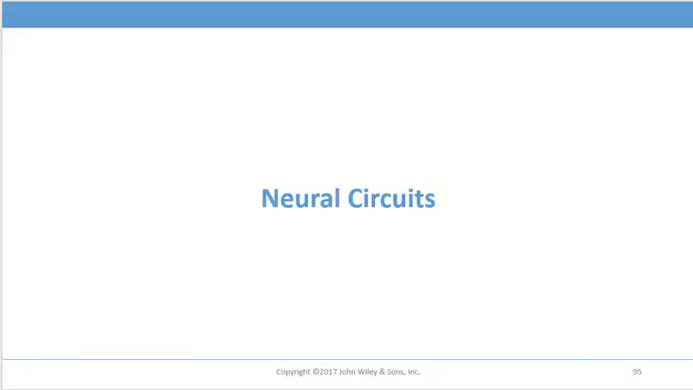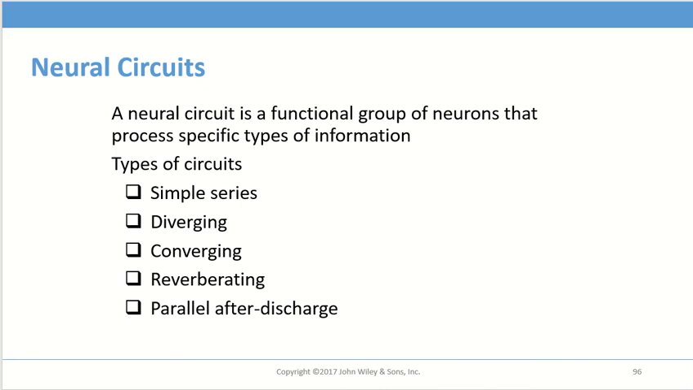So let's talk about neural circuits now. We've got a couple different options for these. A neural circuit is a functional group of neurons that processes specific types of information. And there are multiple types of neural circuits: simple series, diverging, converging, reverberating, and parallel after-discharge neural circuits.